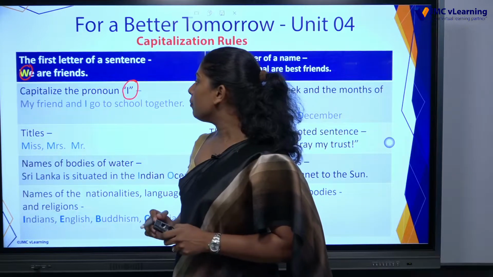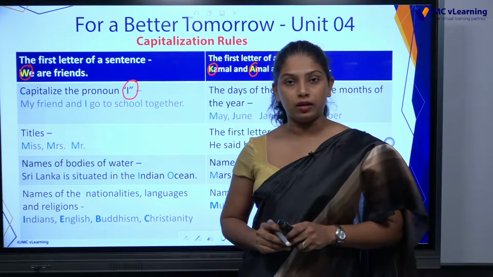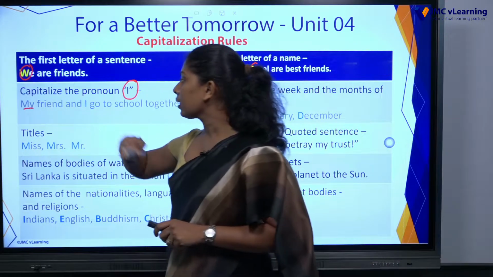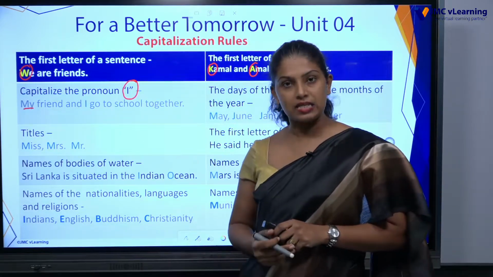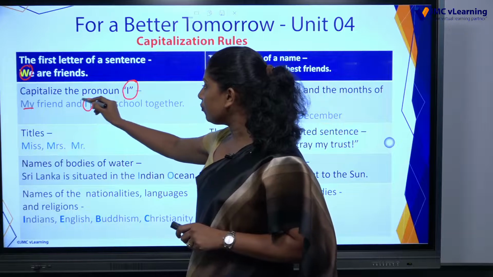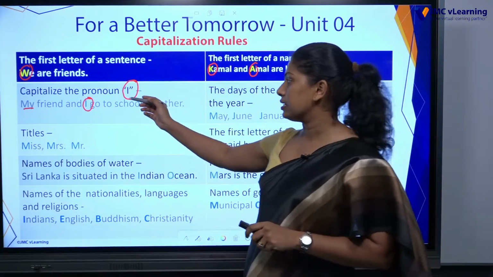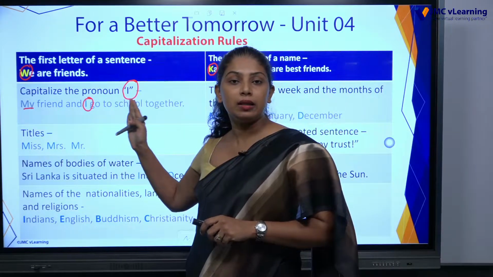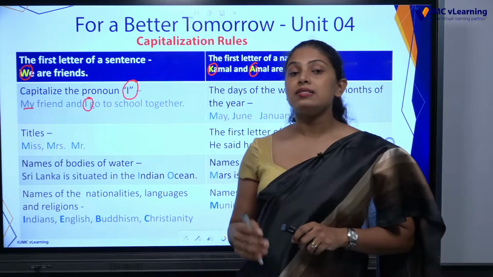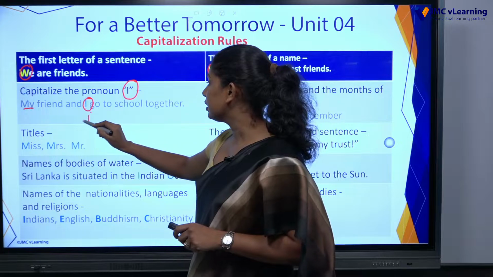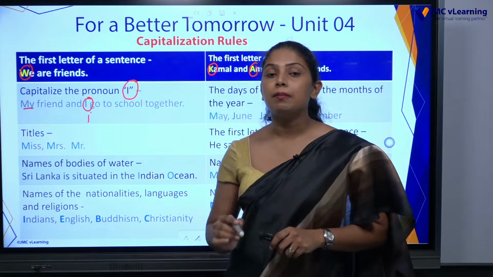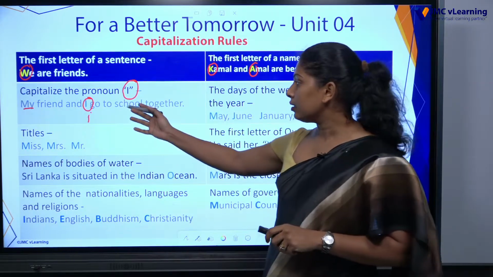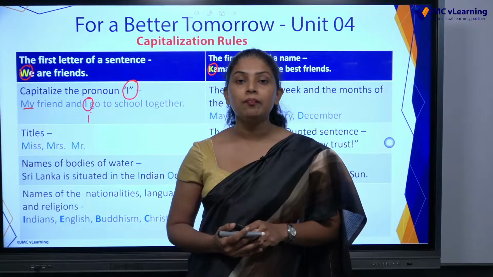Here, see the example. My friend and I go to school together. Here I have written a capital letter when I am starting the sentence. And here you can see I have written I as a capital letter. I have colored it in a separate color. Even though I is here in the middle of the sentence, we have to use it as a capital. You can never write it like this. You can't use a simple i when you are telling about yourself or when you are using I as a pronoun. Even though it is in the middle of a sentence, you have to write the capital letter.